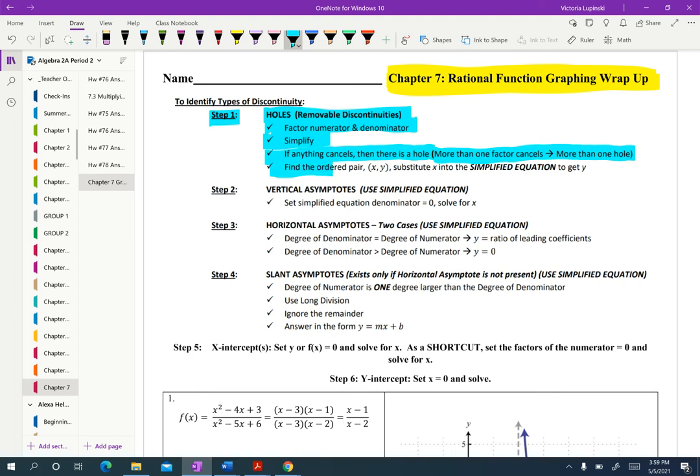And then if there is a hole, you have to tell me where it is. It has to be an ordered pair x comma y, and you're going to find that x comma y by substituting whatever the restricted x value is into the simplified form.